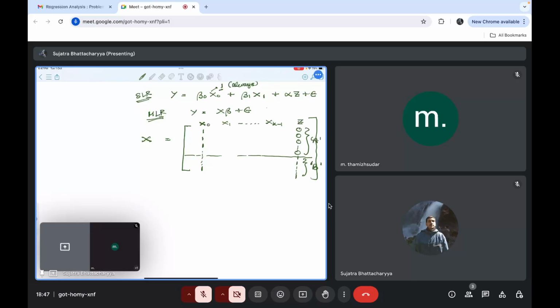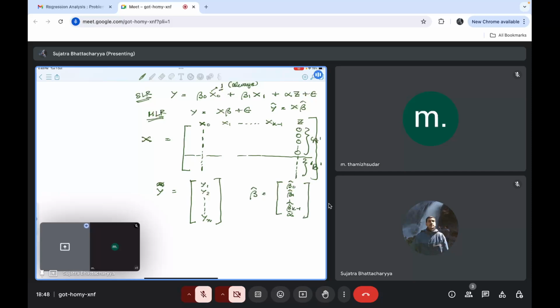Okay. So the fitted model will be y hat is equal to X beta hat. This is now the new X. What is your y? The y matrix will be nothing but y1, y2, and so on, exactly the same thing you can write. There is nothing changed. But beta hat is beta naught hat, beta 1 hat, and so on up to beta k minus 1 hat, and finally alpha hat.